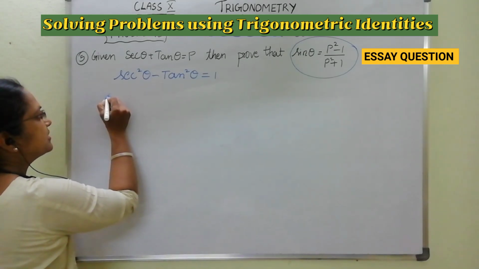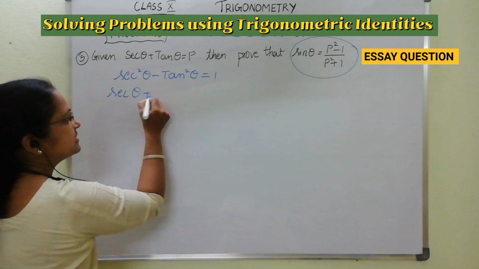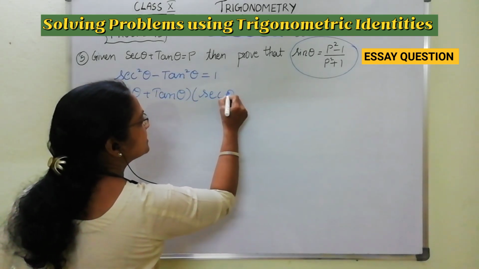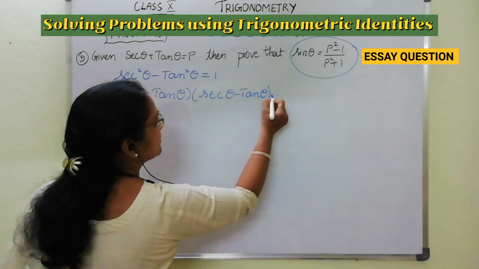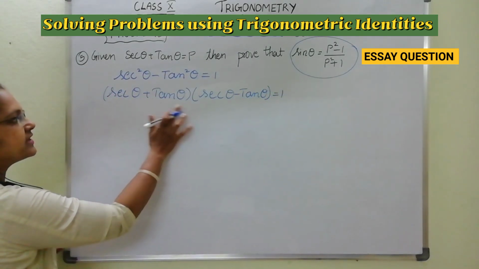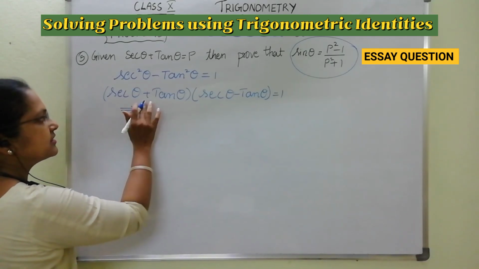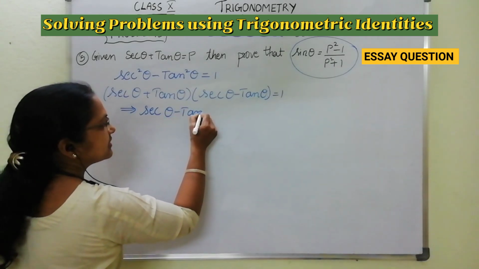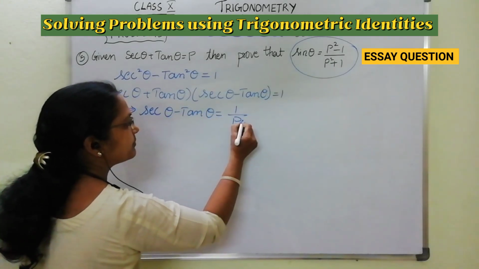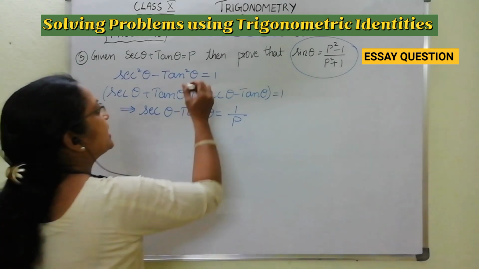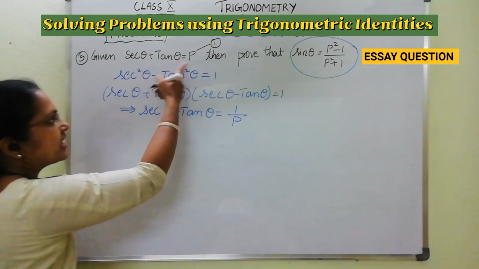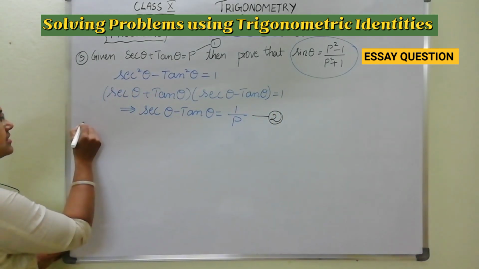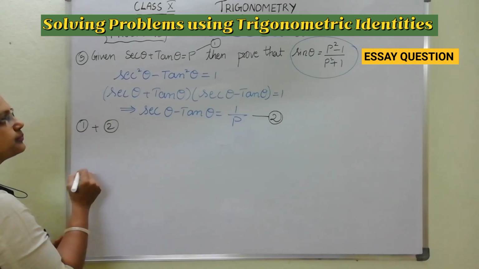We can write this one as a plus b, secant theta plus tan theta, and a minus b, that is secant theta minus tan theta, is equal to 1. If this one is p, this p goes to the other side, then it becomes secant theta minus tan theta is equal to 1 by p. Very important. We'll take this one as first one, and this one as second one. We are going to solve it as 1 plus 2.